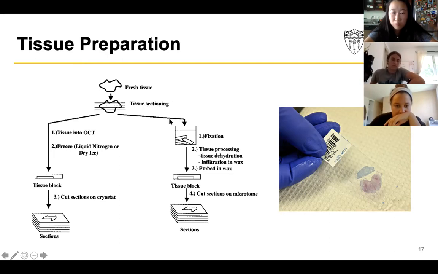You can do this with multiple different size tissues and organs, but you can see on the right this is what one slice will look like on a glass slide. And this is also stained, which I'm going to talk about now.